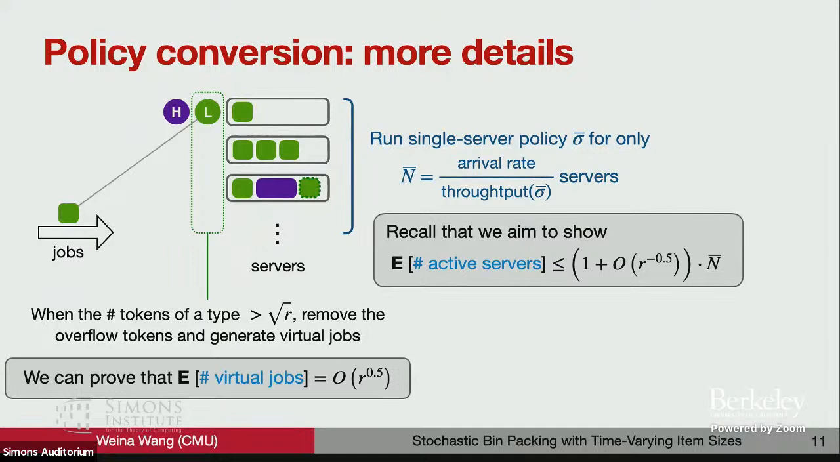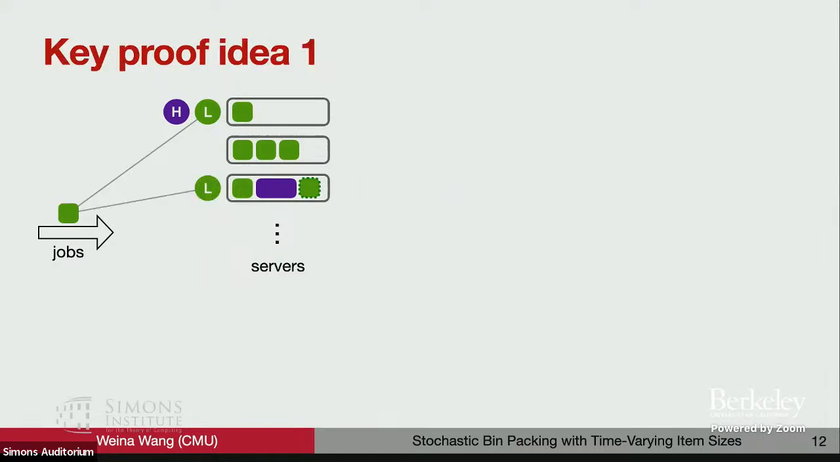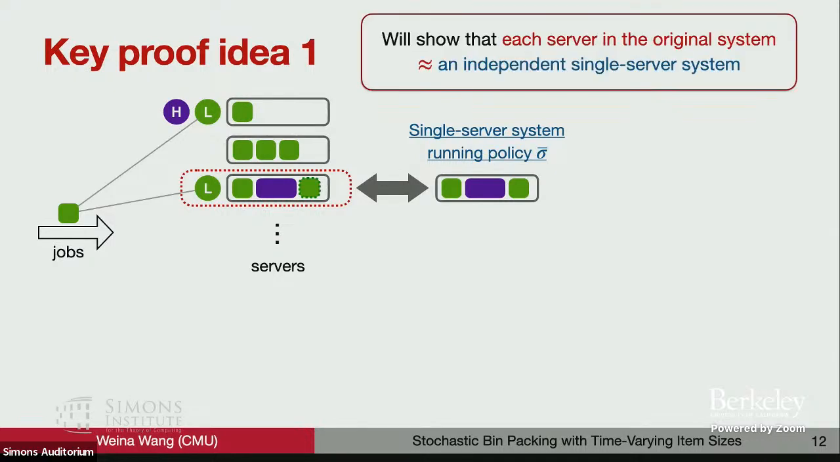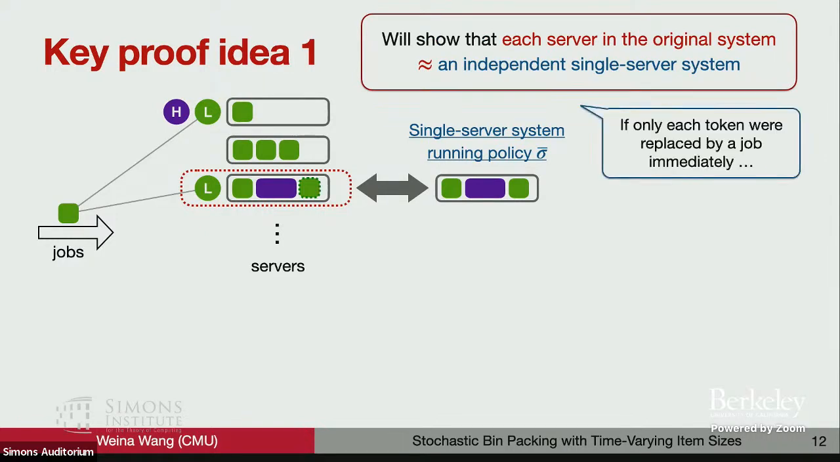Okay, good. So now I'm going to show you the first key idea in our analysis. The first key idea is basically what I have been telling you: we want to show that each server here is close to an actual single server system. We want to show that they are close to each other. Of course, if the single server system generates a request and the request can be immediately replaced by real jobs, they are exactly the same, right? That would be just great.